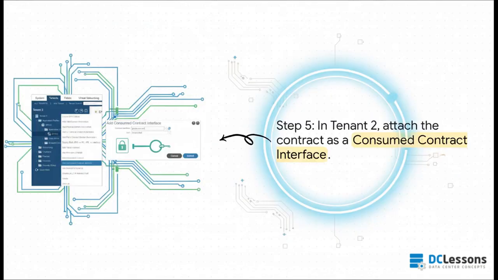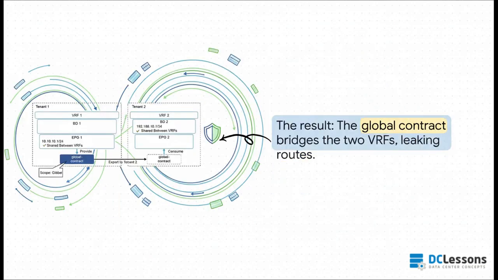And for the final piece of the puzzle, we jump over to Tenant 2. Now, when we go to our consuming EPG, EPG2, we add a contract, but this time it's a consumed contract interface. We pick that contract we just imported, click Submit, and that's it. The connection is made. And this right here, this is the beautiful result.